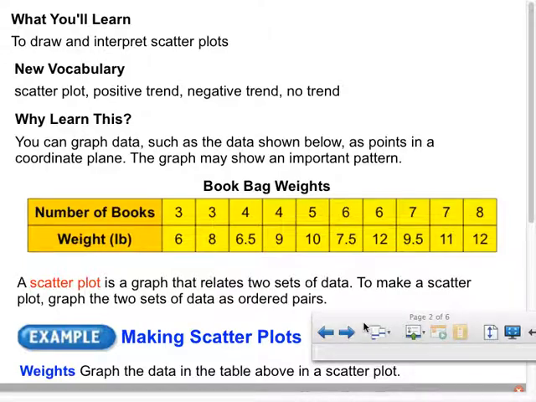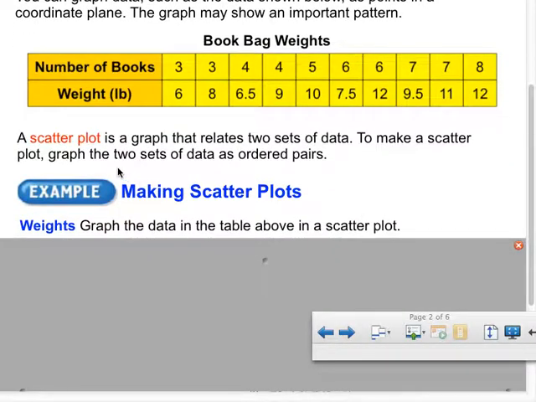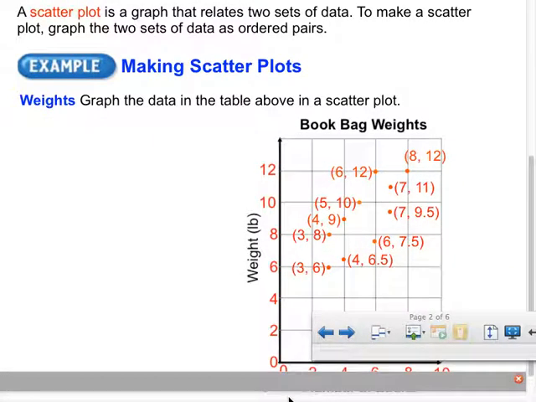Now why learn this? You can graph data, such as the data shown below, as points in the coordinate plane. The graph may show an important pattern. So if you look, x and y's, these are coordinates. A scatter plot is a graph that relates two sets of data. To make a scatter plot, graph the two sets of data as ordered pairs. So here I go ahead and make the scatter plot.